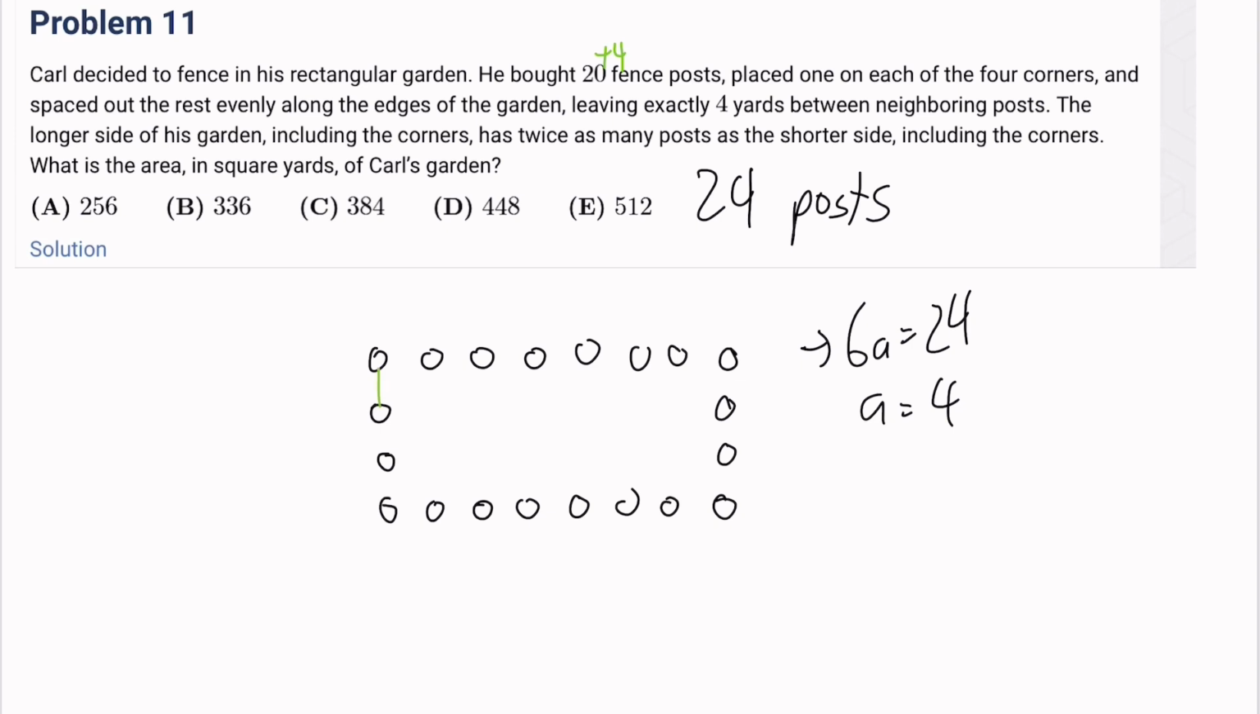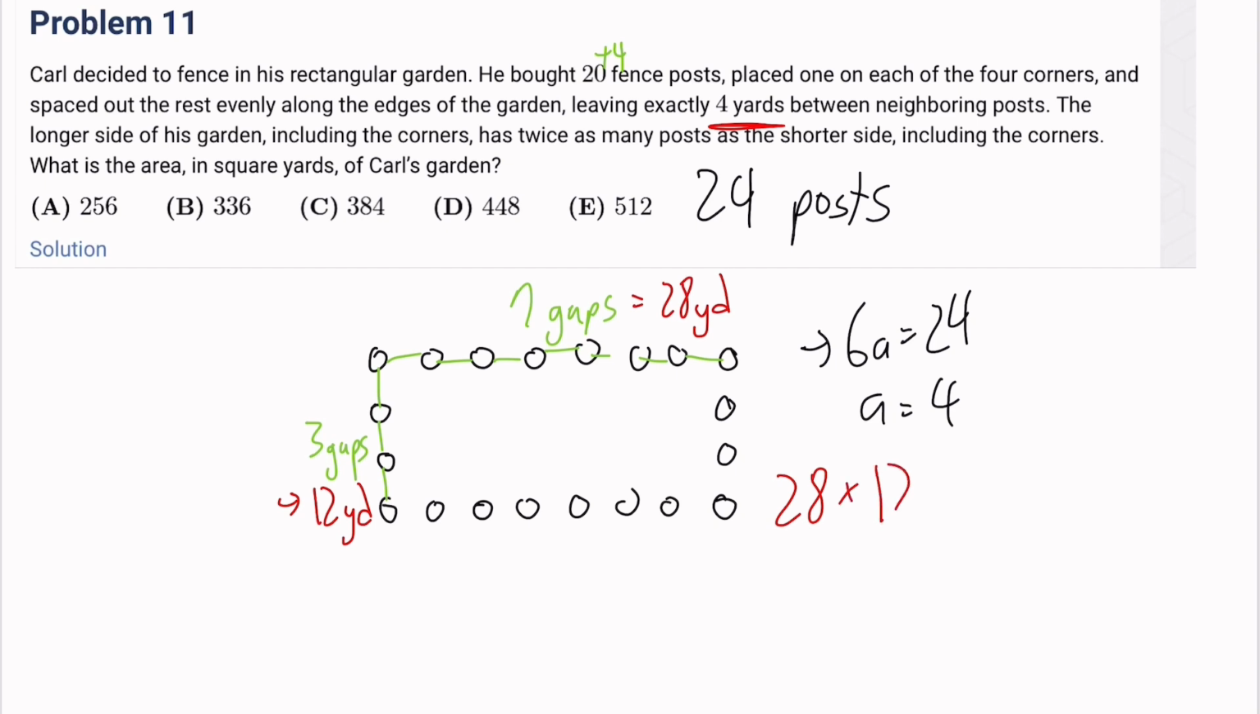And so we have 3 gaps, and on this side we have 7 gaps, right? And there are 4 yards between each neighboring posts. So this is 3 times 4, 12 yards, and this is 7 times 4, 28 yards, right? What we need to do is 28 times 12, right? And 28 times 12 is 336. So the answer is B.